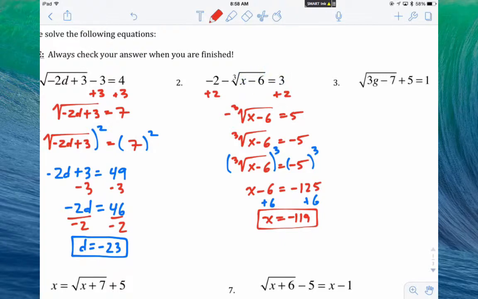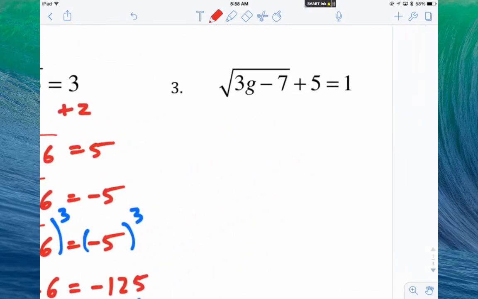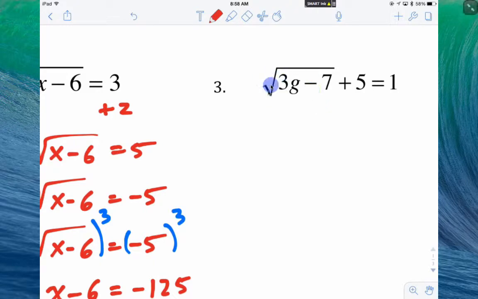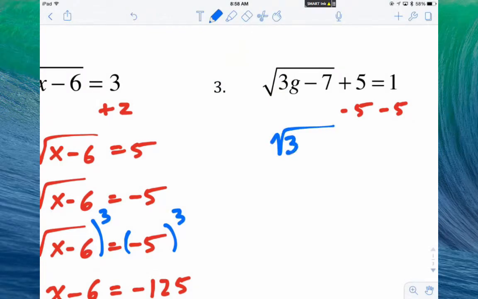One more thing I want to put on your radar in this third example. So hopefully you know what to do. So let's get right into it. I think we want to isolate this square root first. Let's subtract 5 from both sides. We get that the principal square root of 3g minus 7 is equal to negative 4.